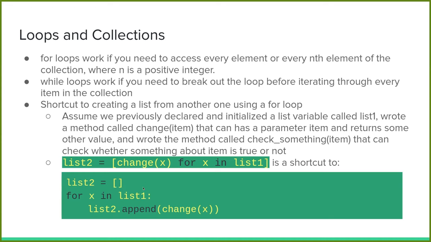this code snippet with three lines where we declare and initialize a variable called list2 with an empty list, and then use a for loop to go through every value in list1 and then append the changed value into list2.